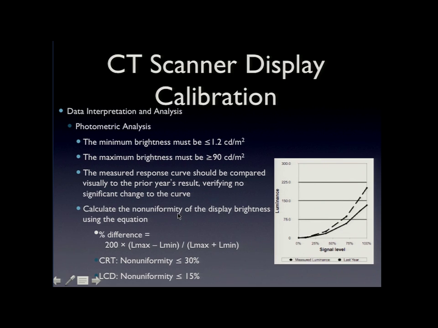And what you do is you place the photometer at 5 different locations around a uniform field, and look at the min and the max luminance that you get, and just determine a luminance difference with this formula: the difference between the min and the max divided by the sum of the min and the max times 200. For CRTs, the criteria is it should be less than 30% difference in uniformity. And then with LCD, it should be less than or equal to 15%.